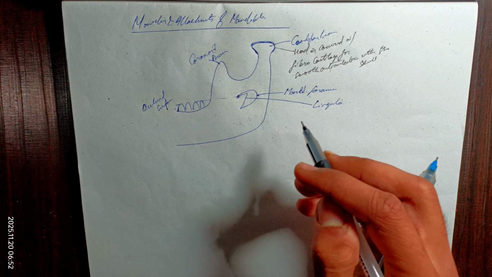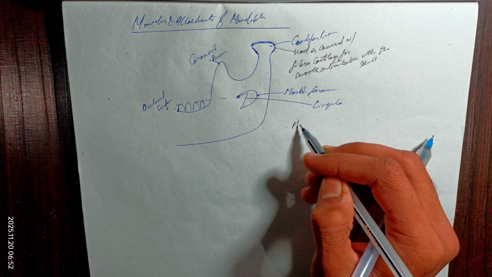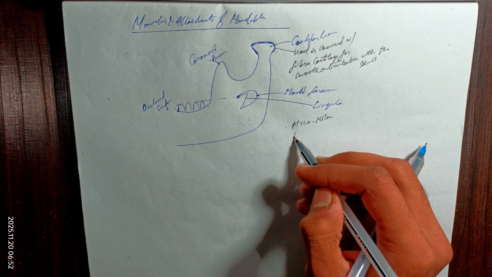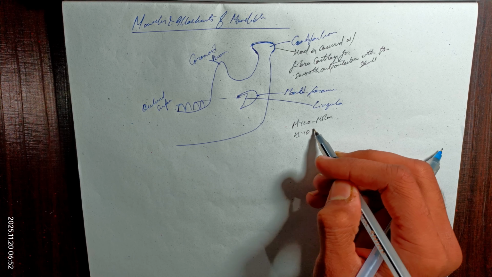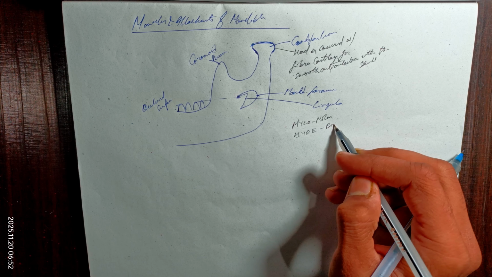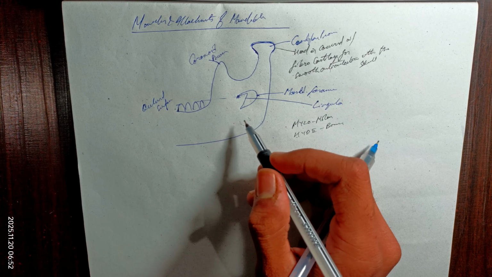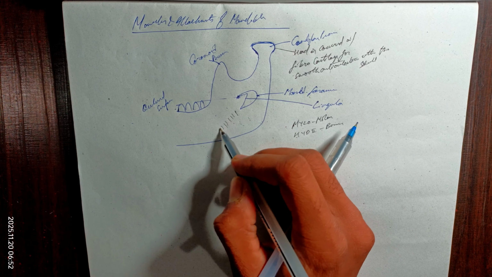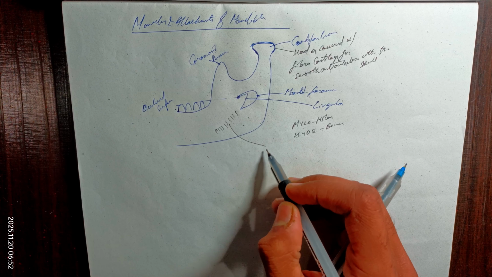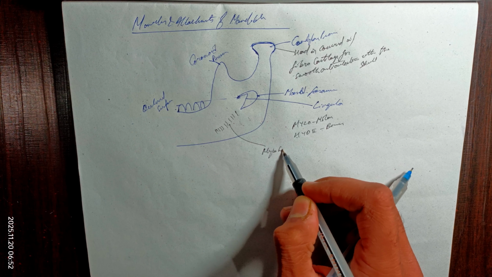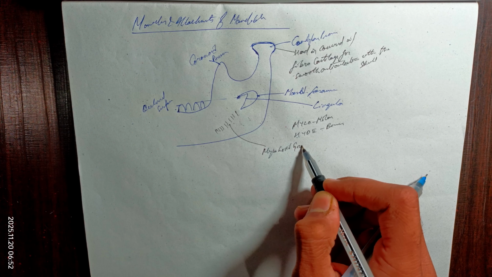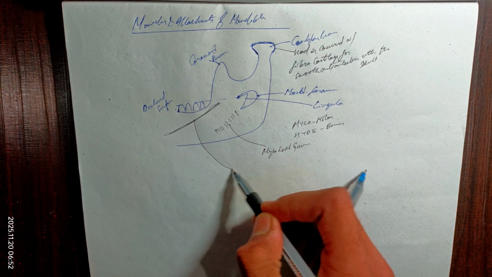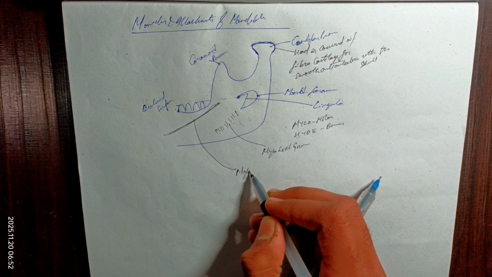So okay, now we already know mylo means molar, hyoid means bone. So this is the mylohyoid groove, and this thing is the mylohyoid line.